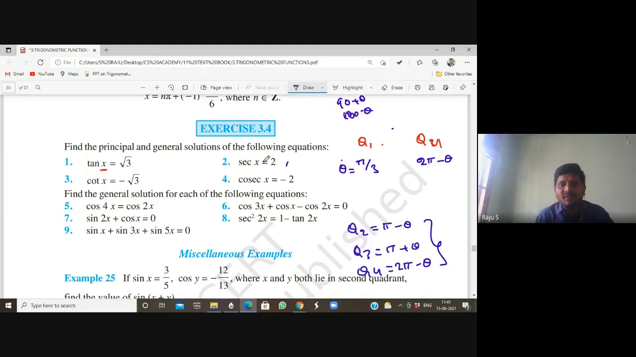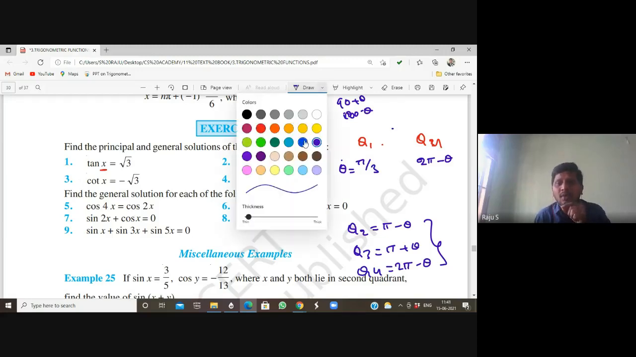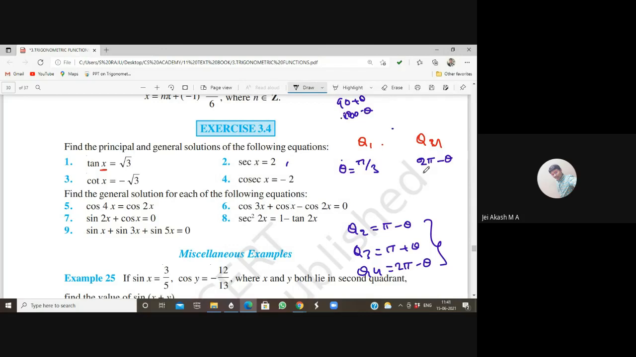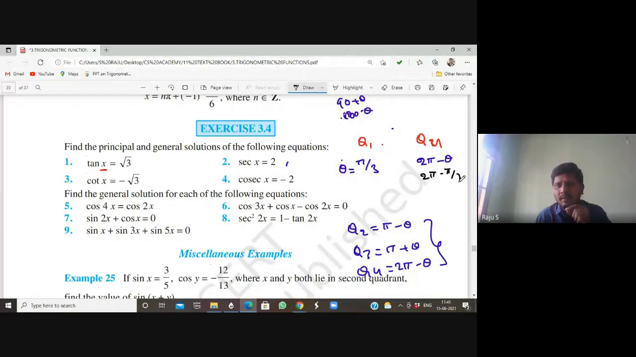For secant x is equal to 2, we got the value in the first quadrant. Can you tell me what is the value in the fourth quadrant? Sir, 330, sir. 2 pi minus pi by 3, that's all. 330 is in degrees. What is the value in radians? Pi by 3. That's all. Try to write always in radians, don't write in degrees.